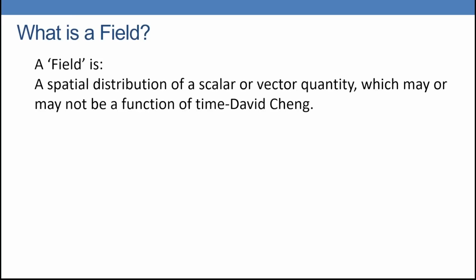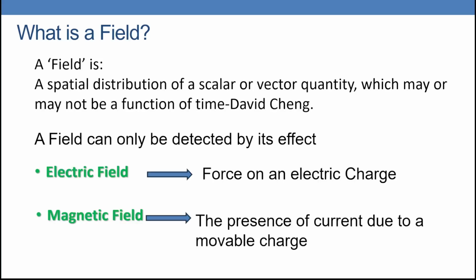What is a field? We are not going to cover Maxwell's equations in this course. That one will be a course by its own. So we are going to have a simple definition for the field: spatial distribution of a scalar or vector quantity, which may or may not be a function of time. A field can only be detected by its effect: electric field, force on an electric charge; magnetic field, the presence of current due to a movable charge. I'm going to focus on the magnetic field.